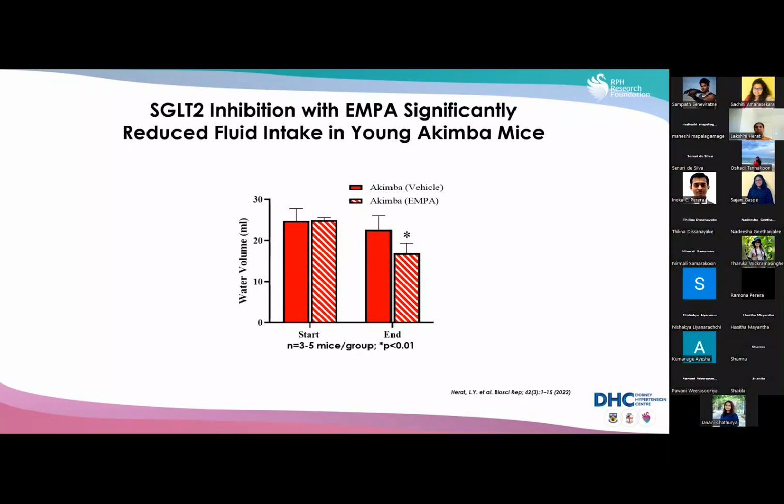One of the key features of diabetes, particularly in this mouse model, is that they consume a higher amount of water due to the presence of diabetes, indicating the improved diabetic phenotype in these mice. At the end of the experiment, the EMPA-treated Epstein-Barr mice showed a significant reduction in fluid intake.